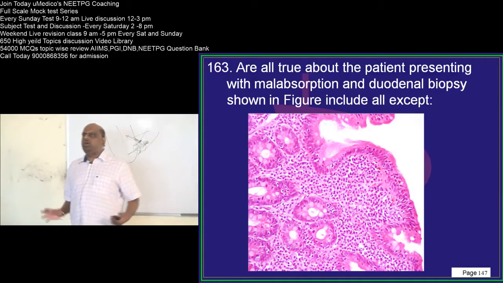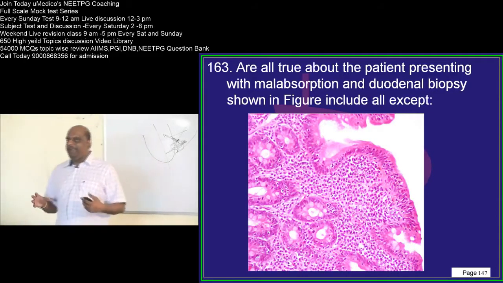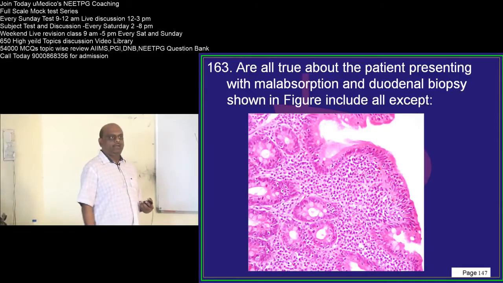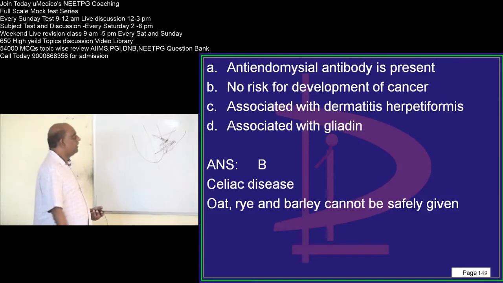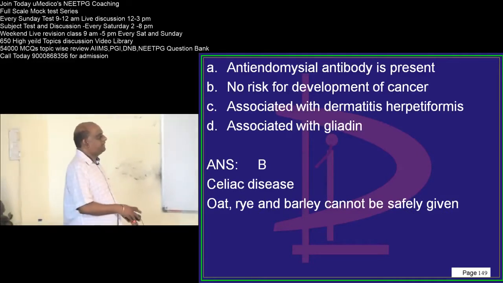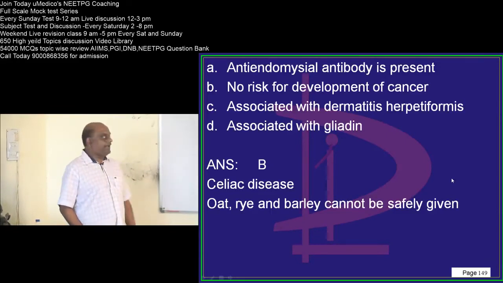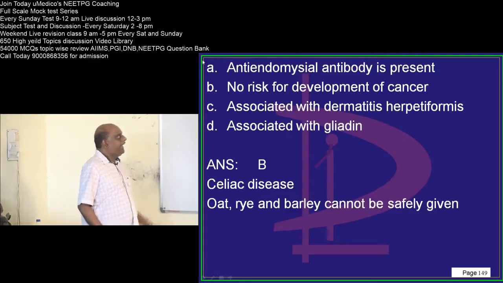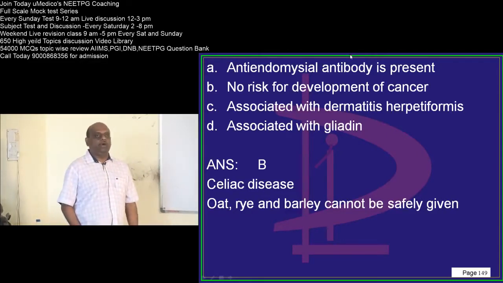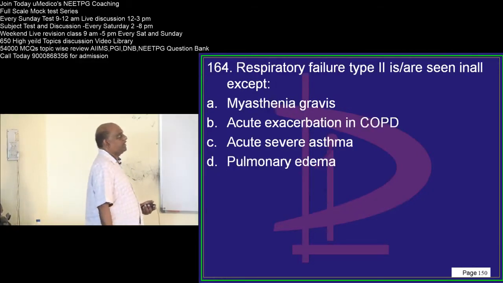What do you see in this duodenal biopsy? You find atrophy of the villi, which is the classical feature in case of celiac disease. So in celiac disease, oat, rye, barley cannot be safely given. It is associated with gliadin, dermatitis herpetiformis, and there is an anti-endomysial antibody, and there is a risk of development of cancer is what you have to basically remember.